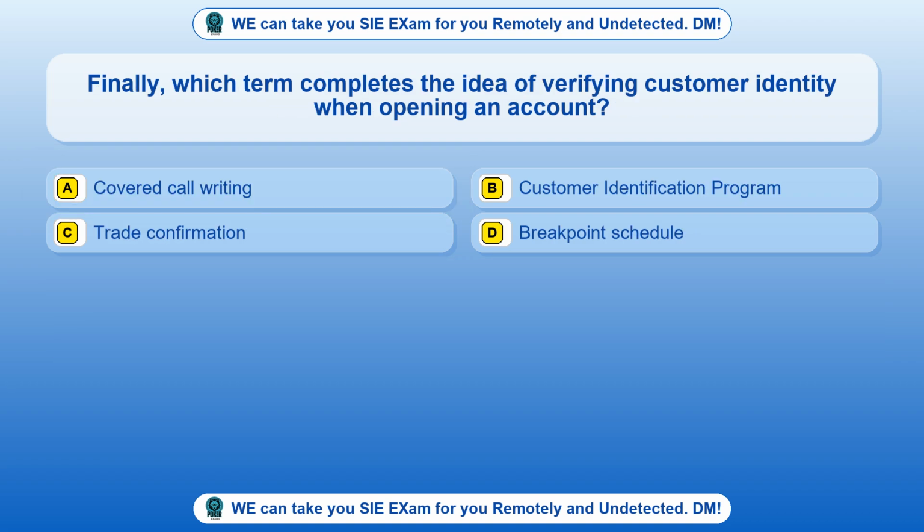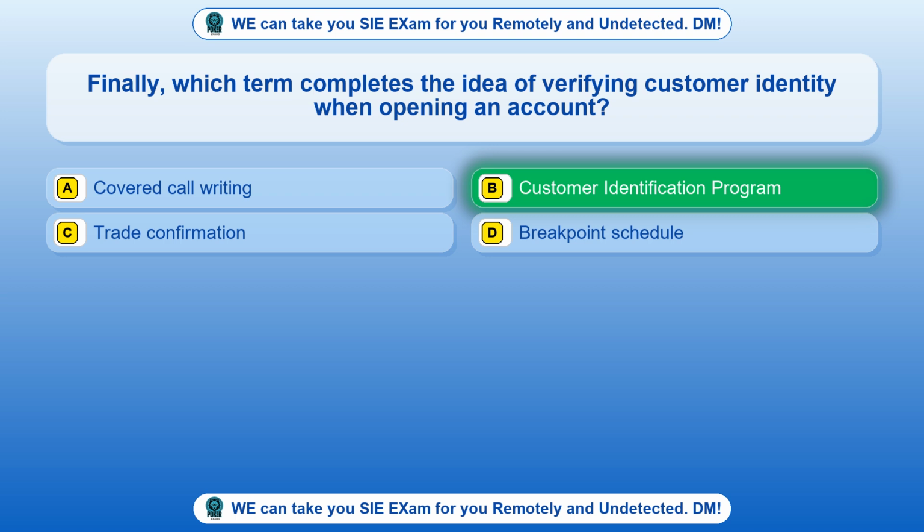Question 10. Finally, which term completes the idea of verifying customer identity when opening an account? Option A, covered call writing. Option B, customer identification program. Option C, trade confirmation. Option D, breakpoint schedule. The correct answer is option B, customer identification program.